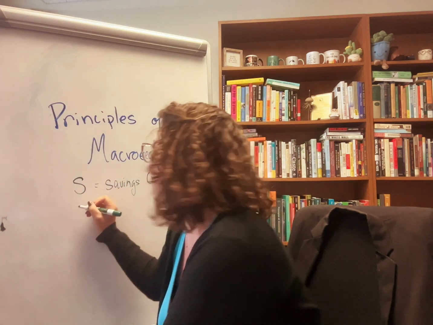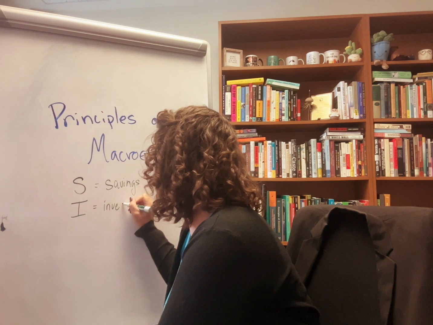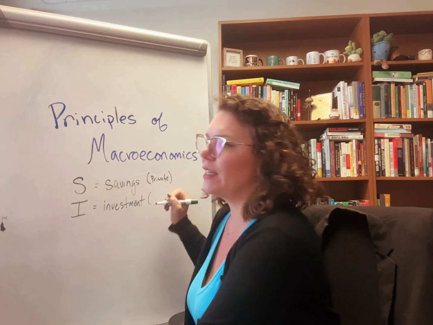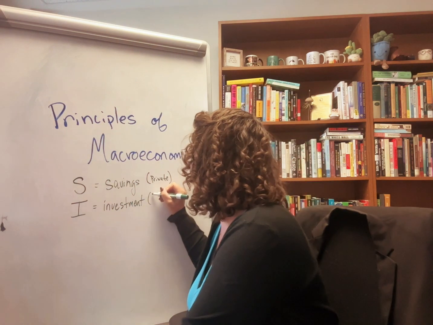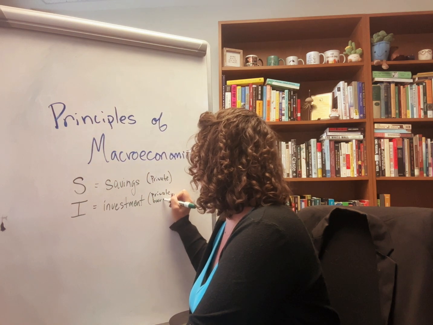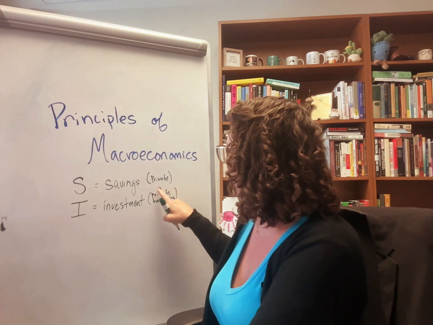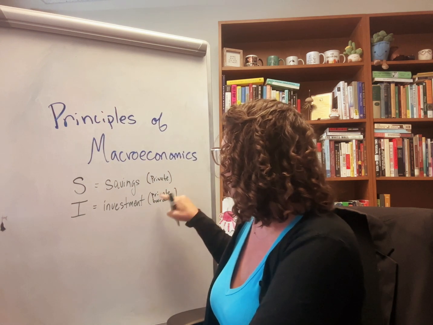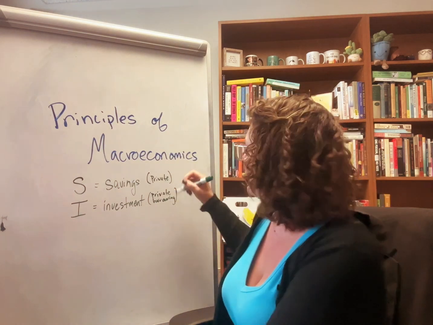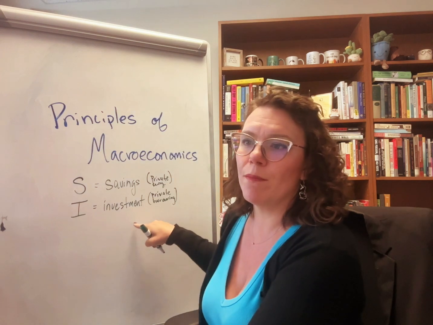We also have I, which is investment. And investment is, for our purposes, going to be domestic, and that's going to be anytime anybody in the private sector borrows money, right? So if you are borrowing money to start a new business, buy a car, build a house, expand a business, that's going to show up here in investment expenditure. So this savings is private saving, and this investment is private borrowing.